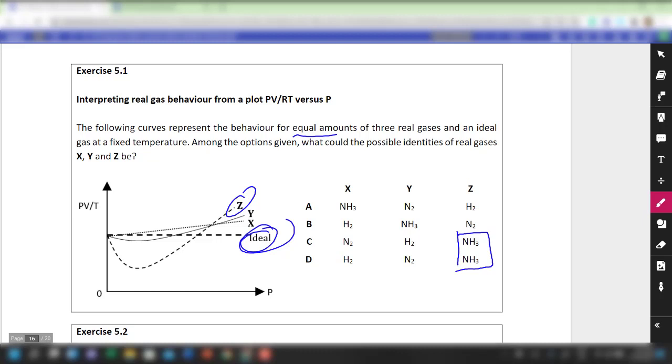Then of course Y deviates by a bit, so definitely Y must be nitrogen gas, because nitrogen gas forms stronger dispersion forces between molecules as compared to hydrogen gas. So therefore the option is D. Do take note that hydrogen gas is one of the rare few where most parts of the line are actually above the ideal gas line. If you look up online resources, this is what you will notice.